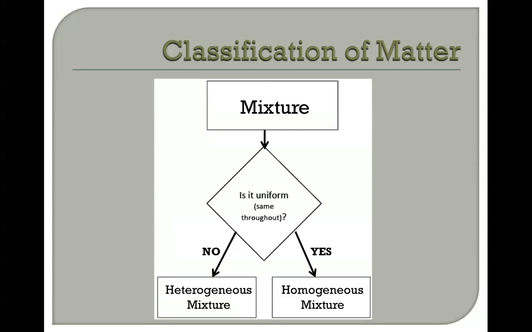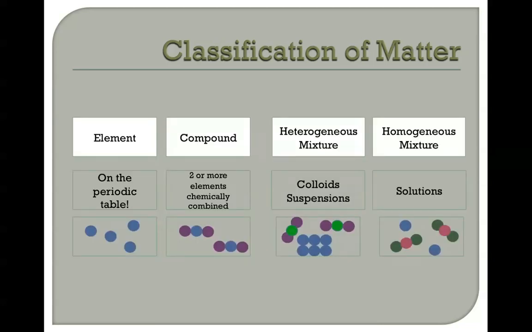On the mixture side of your paper, you want to ask then, is it uniform, or does it look the same throughout? If it's a yes, then you have a homogeneous mixture. If it's a no, then you have a heterogeneous mixture. Alright, so if we just review what we've done in the last two concepts. Elements, you find these on the periodic table. They're going to be the names or symbols of single elements, and the sample should look the same throughout. A compound has two or more elements that are chemically combined, but again, throughout you have the same type of particle just repeated over and over again.